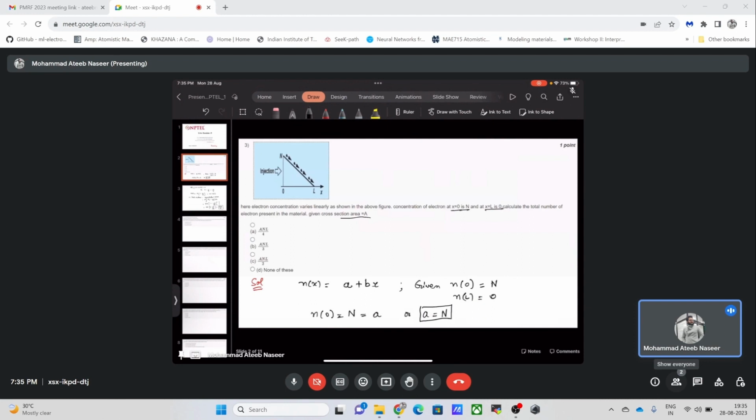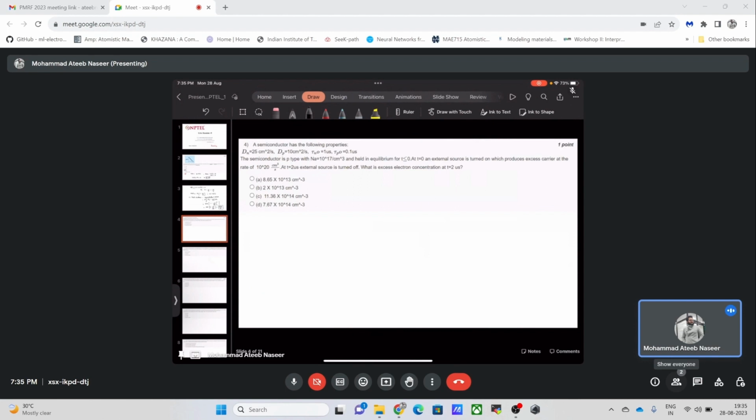So I think option C is the correct option, and the problem has been solved. Now there is another problem. It is also related to a semiconductor bar, where it has been told that the semiconductor is p-doped with acceptor concentration being 10 to the power of 70.